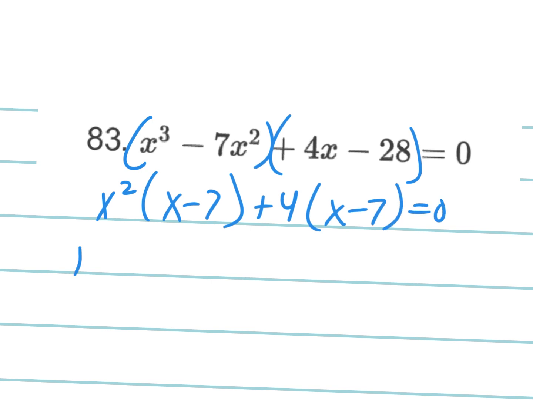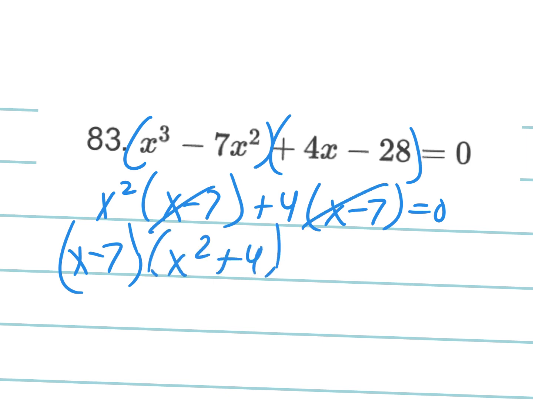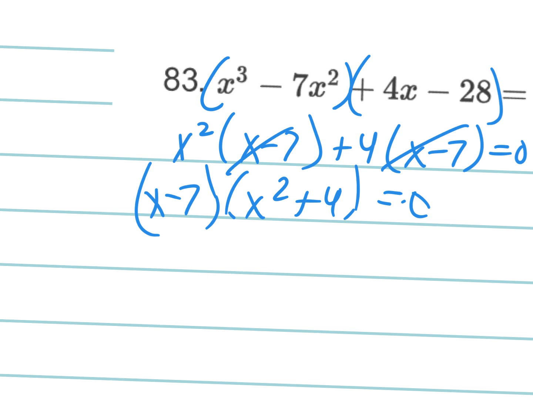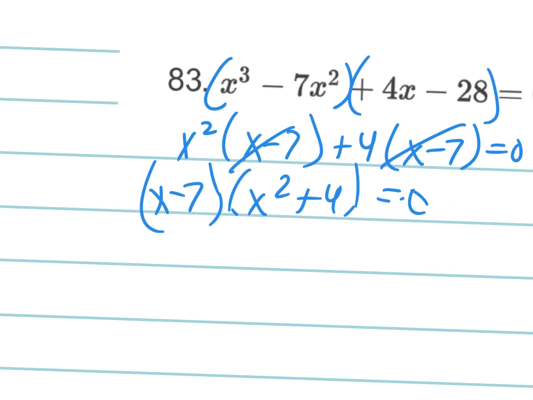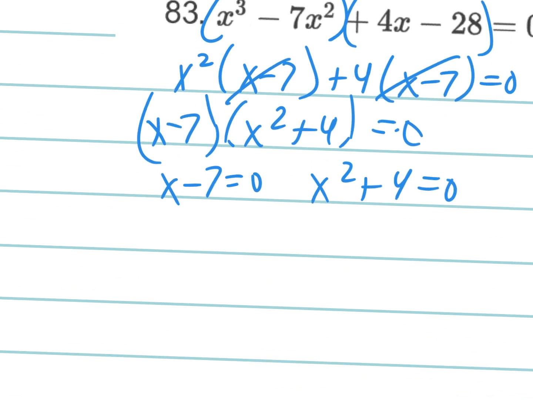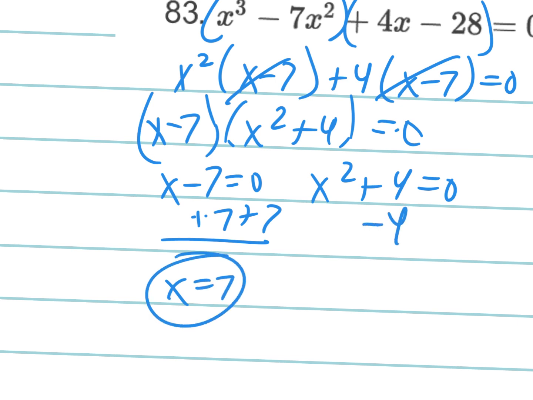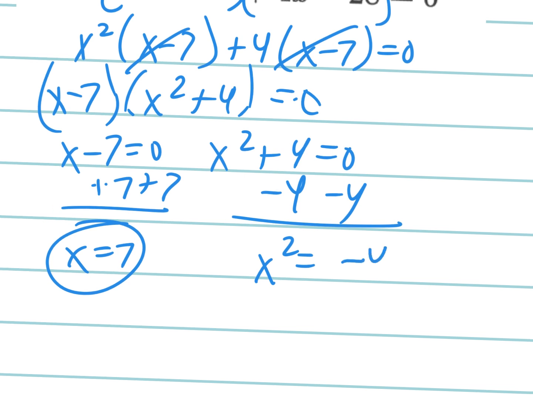So x minus 7 is going to come out in front by itself, and then x squared plus 4 gets its own parenthesis. And then to solve, we set each piece equal to 0. So x minus 7 equals 0, and x squared plus 4 equals 0. So when we go to solve, we add 7 to both sides, and x equals 7. And then over here, I'm going to subtract 4 from both sides. So I get x squared equals negative 4.